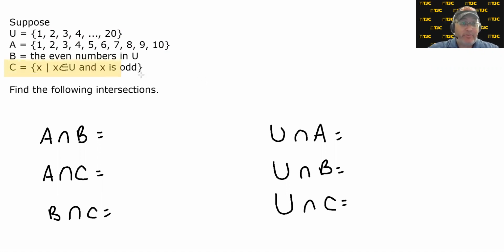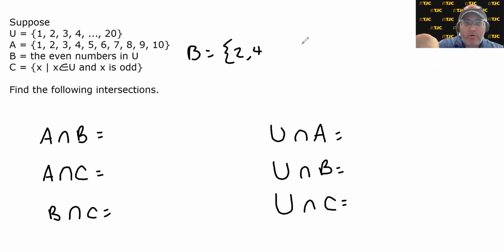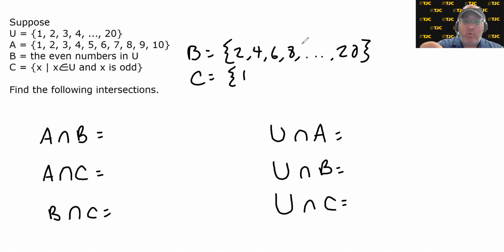And I've written C in set builder notation, the set of x's such that x is an element of the universe and x is odd. So really it's just like B, except it's the odd numbers. Now if it helps, you can list out the elements of B and C so that you can visually see what they're made of. We'll do it over here. B contains the even numbers, so 2, 4, 6, 8, ... 20. I know I'm writing them out, and at the same time, I'm not writing them all out. And C contains the odd numbers, so 1, 3, 5, 7, and that one would end with 19. All right, so let's find some intersections, starting with A intersect B.